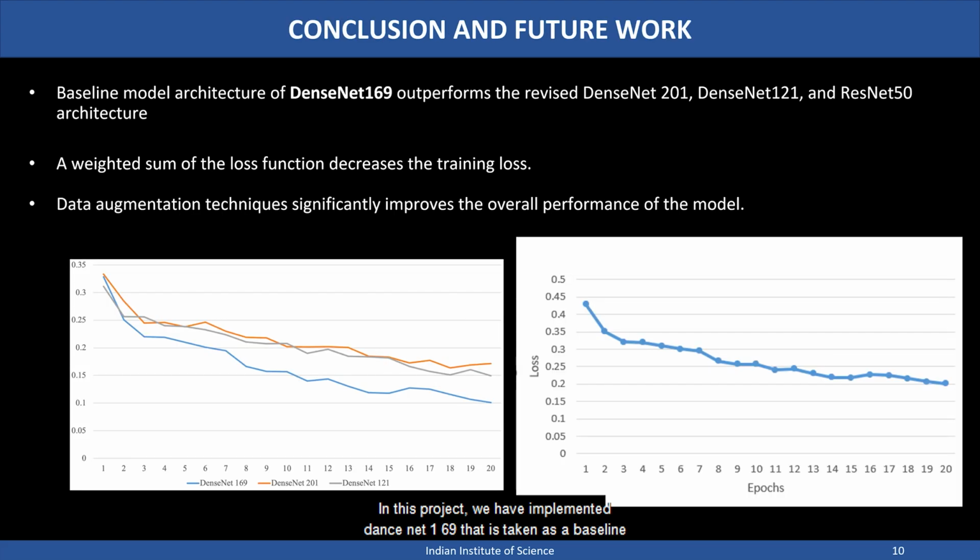In this project, we have implemented DenseNet 169, which is taken as a baseline for validating the performance of two modified encoder-decoder architectures. The NYU dataset V2 is used for training the above-mentioned depth estimation models. Using an extensive analysis of different loss functions and data augmentation techniques, the performance of the three models was compared. It was observed that DenseNet 169 outperformed the custom encoder-decoder architectures.